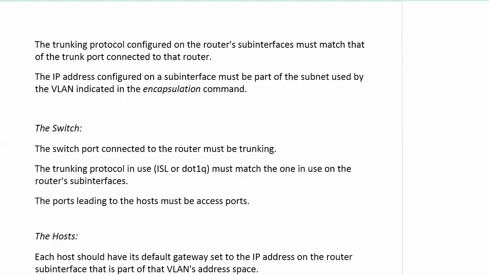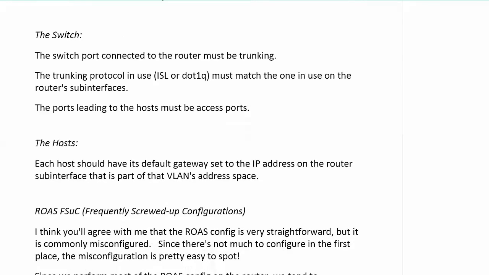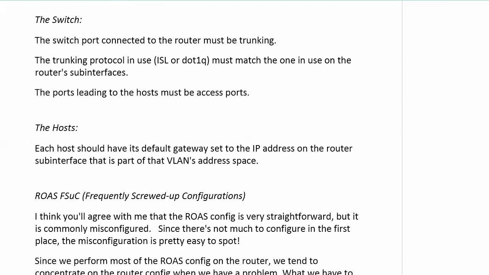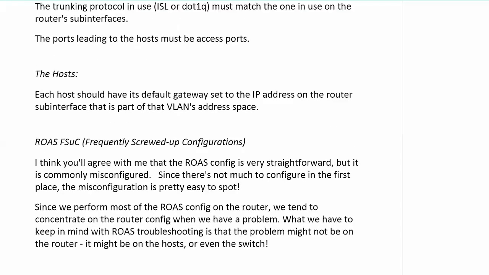A couple of things to look out for on the switch. Of course, if the switch port connected to the router isn't trunking, then we're in a lot of trouble. And of course, we want to go ahead and set that trunking to on unconditionally. We don't want to negotiate anything. The trunking protocol in use, whether it be ISL or .1Q, has to match the one in use on the router sub-interfaces, and the ports leading to the hosts need to be access ports. As far as the hosts go, each host has to have its default gateway set to the IP address of the router sub-interface that is part of the VLAN's address space.